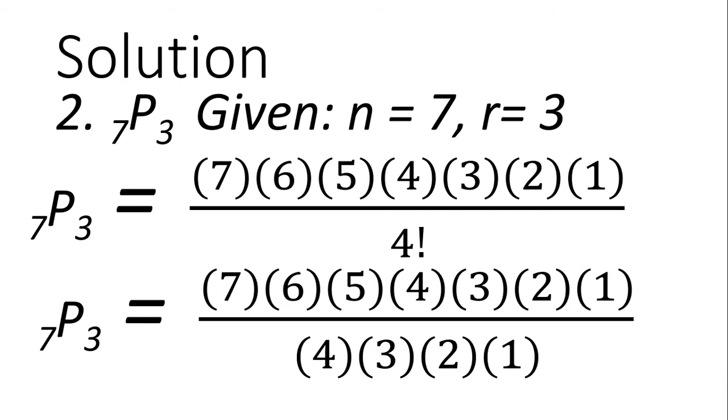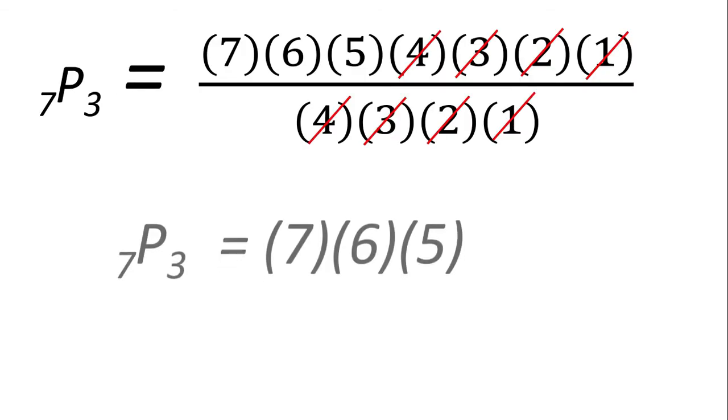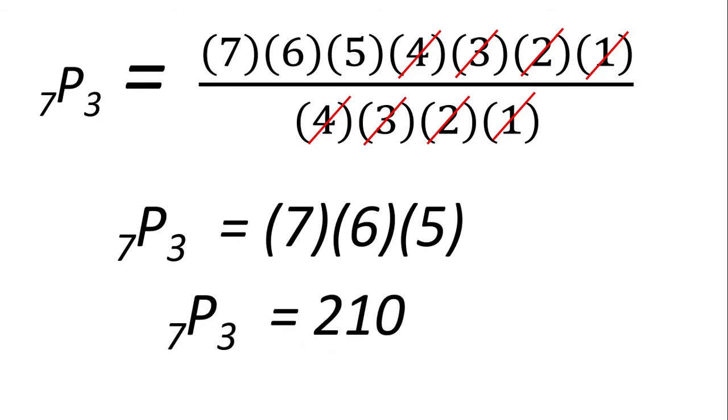Then it will become 7 times 6 times 5 times 4 times 3 times 2 times 1 divided by 4 times 3 times 2 times 1. Canceling all the common factors in the numerator and denominator, permutation of 7 taken 3 will become the product of 7, 6, and 5, which is 210. Therefore, permutation of 7 taken 3 is 210.